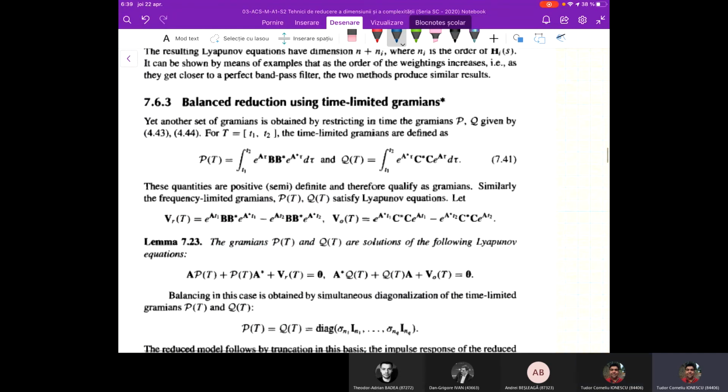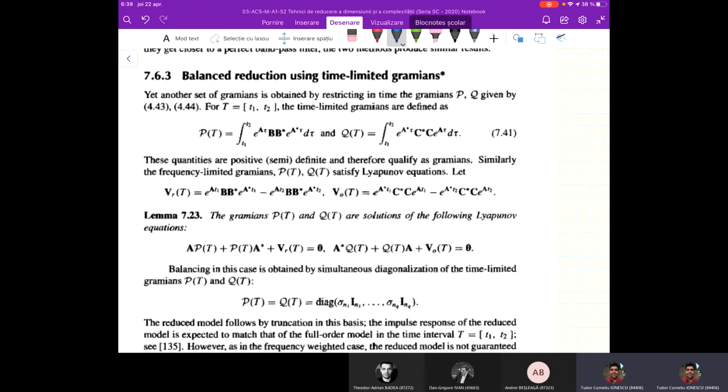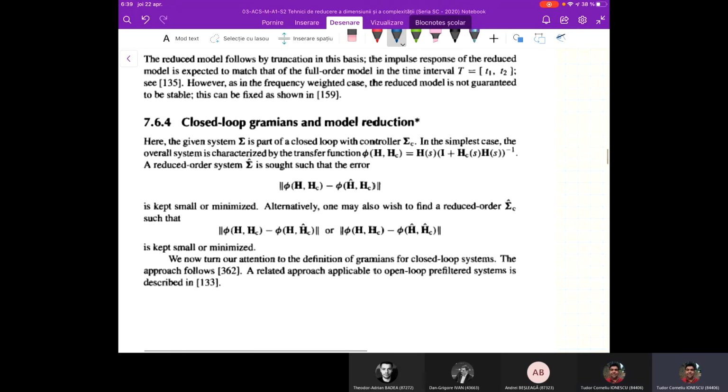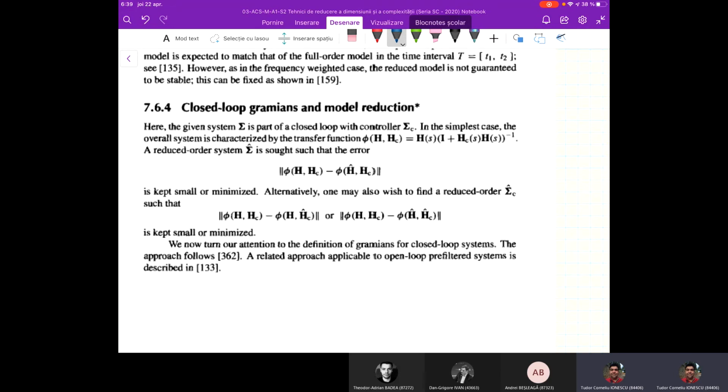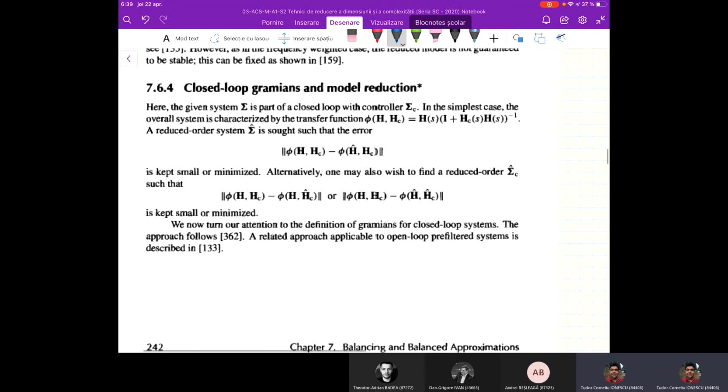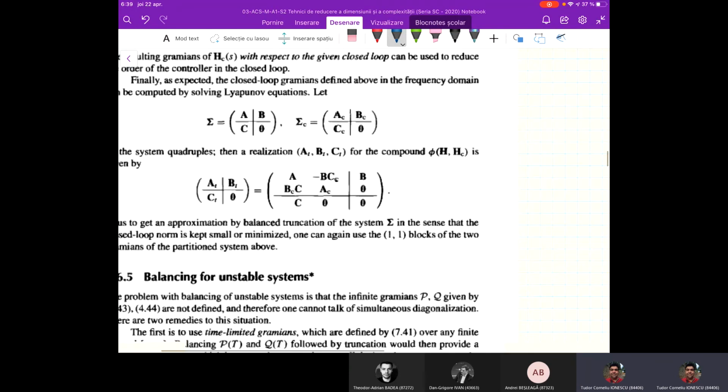You can also do balanced truncation using time-limited gradients, just like the one we started with when we discussed controllability and observability. You can also do closed-loop gradients and model reduction. Essentially, you can do model reduction of a control loop, which is very interesting. You don't have to do this only in open loop, so for the classic system H of S, but also for the system with the controller. This also means that you can do model reduction of controllers. So, closed-loop balanced truncation.